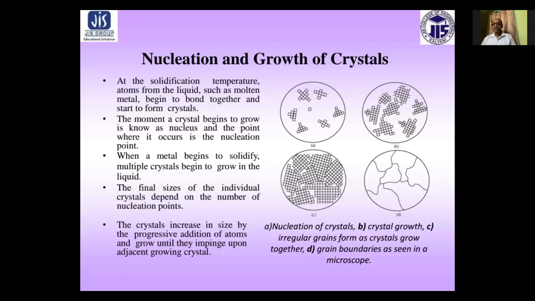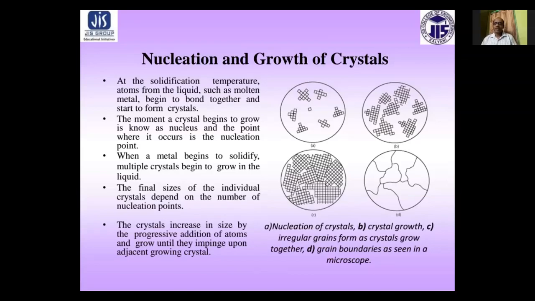In the nucleation and growth of the crystal as shown, there are four figures. First, the nucleation of crystal is shown. At the solidification temperature, atoms from the liquid, such as molten metal, begin to bond together and start to form crystals. The moment a crystal begins to grow is known as the nucleus, and the point where it occurs is the nucleation point. The second figure shows crystal growth.